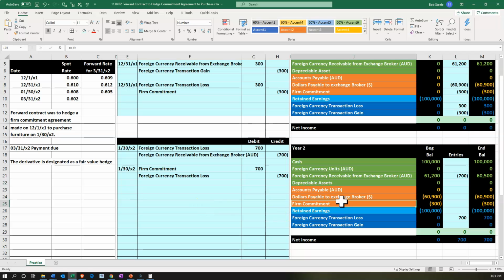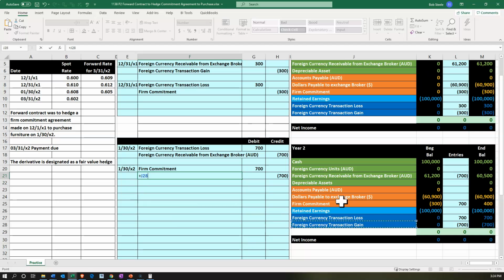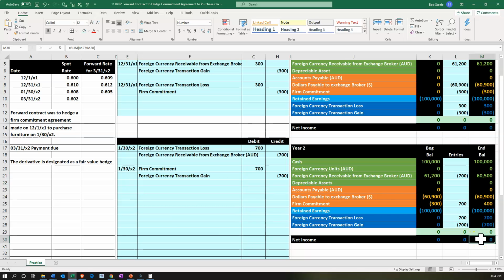So it's going to look like that, just to remove the loss. So now we're going to say firm commitment is going to be debited for the difference of the 700. And then we're going to have a gain, which is going to be the 700. And I put a loss. Hold on a second. This should be the gain. Just to cancel that out on the income statement. So the income statement is back down to 0. We now have $400 in the firm commitment now. So now when we record the depreciable asset, we're going to take that firm commitment into consideration.